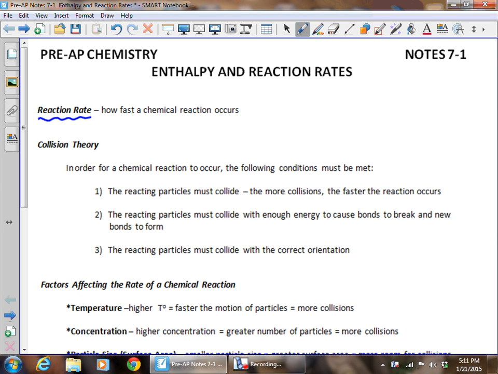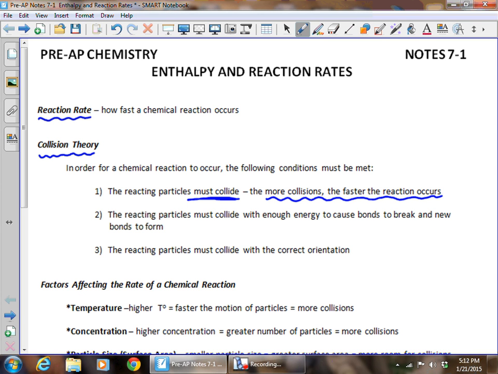In AP, we get a lot deeper into this concept of the rate of a chemical reaction, but right now we really want to just look at why reactions occur in the first place, what's the theory behind that, and some factors that affect that rate of a chemical reaction. So in order for a chemical reaction to occur, these are the tenets of the collision theory, which is the theory behind why reactions do occur. The reacting particles must collide. And the more collisions you have, the faster the reaction occurs. So anything that will cause more collisions will result in a faster reaction rate.